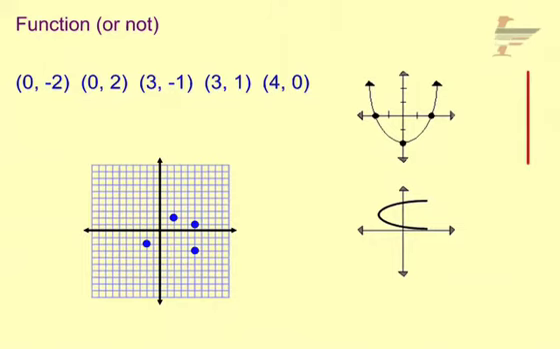So oftentimes we have to tell whether or not a relation is a function. And so I have three different ways that we can show relations right here. And we just have to determine whether or not it's a function. So first we have our ordered pairs.